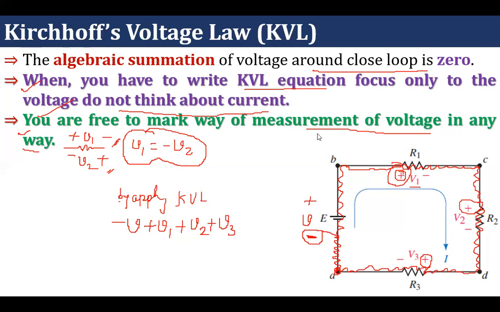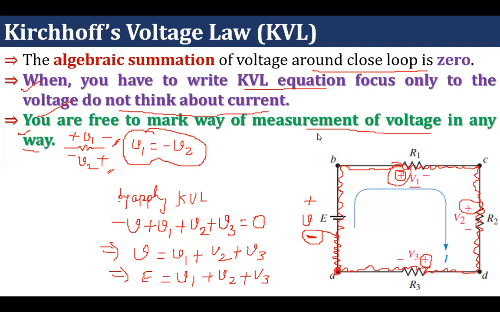I have marked all the voltages, and this must be equal to 0 as per the KVL. Okay, so typically V will be equal to V1 plus V2 plus V3. And V equal to what? It is equal to E. So E will be typically equal to V1 plus V2 plus V3. If I move in the opposite direction, then also it is true. Then also I will get the same mathematical equation. Let's see how.